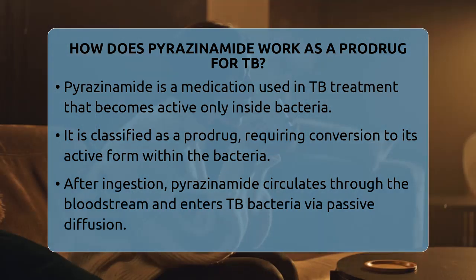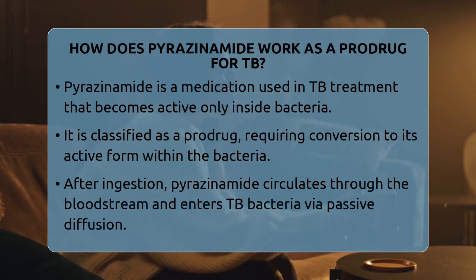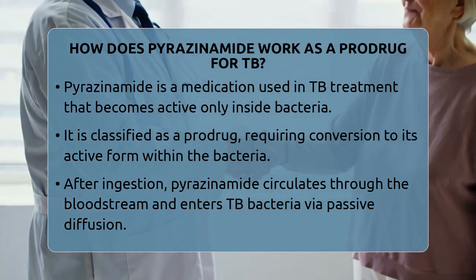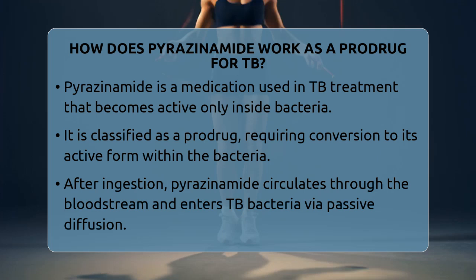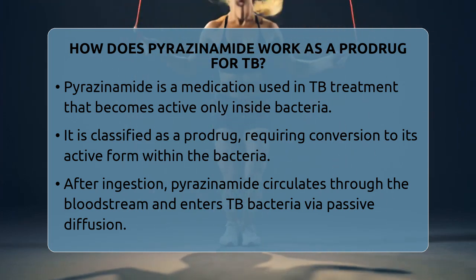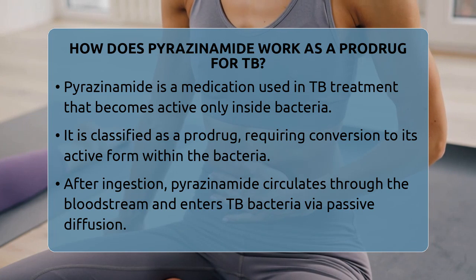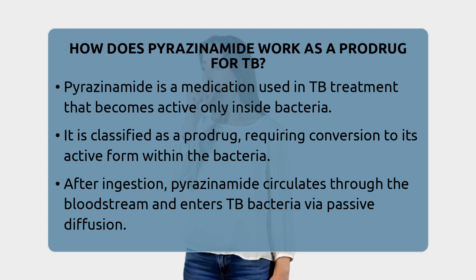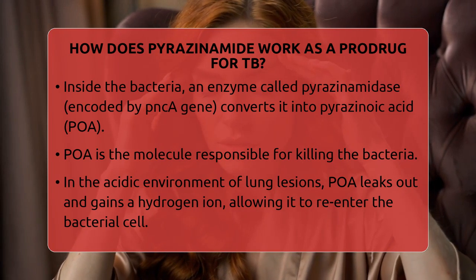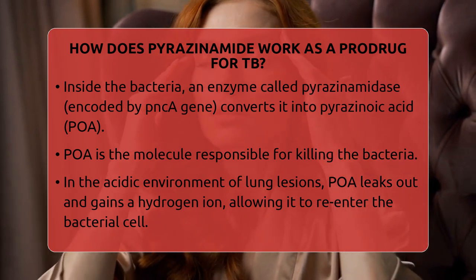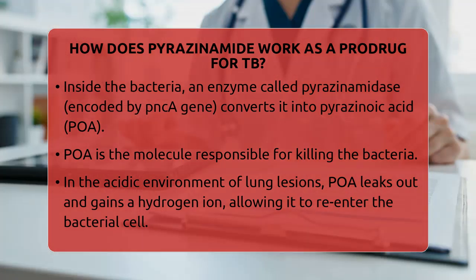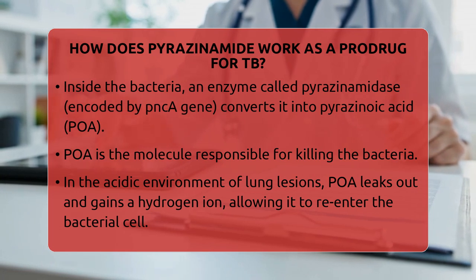Instead, pyrazinamide is a prodrug, meaning it needs to be converted into its active form inside the bacteria to do its job. When a person takes pyrazinamide, the drug is absorbed into the bloodstream and circulates throughout the body. The tuberculosis bacteria, called Mycobacterium tuberculosis, can take up the drug through passive diffusion. Inside the bacterial cell, an enzyme called pyrazinamidase, which is encoded by the pncA gene, converts pyrazinamide into pyrazinoic acid, or POA. This conversion is essential because POA is the molecule that actually kills the bacteria.